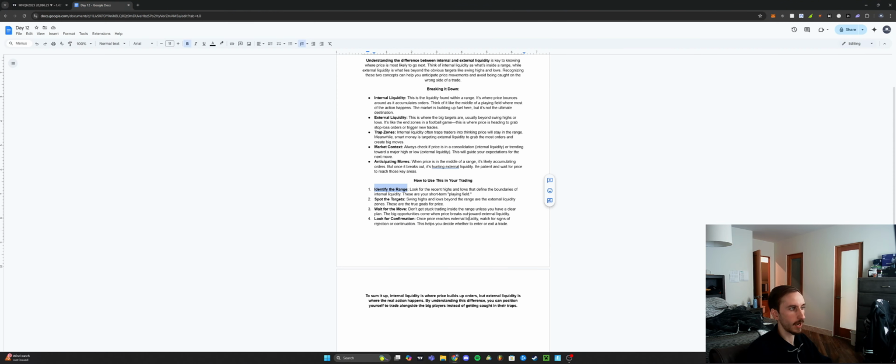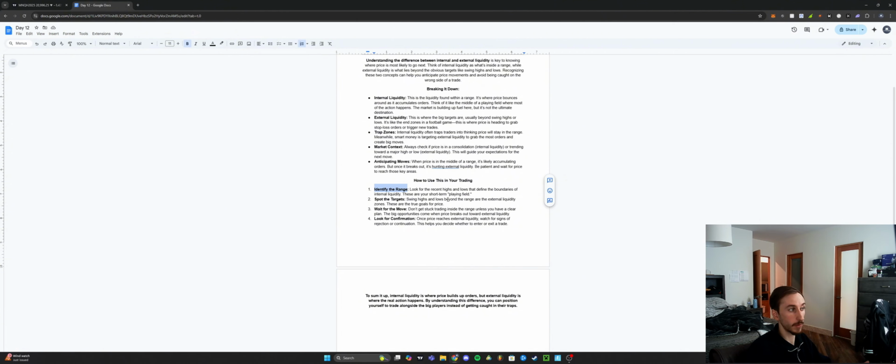Look for those recent highs and lows, the swing highs and swing lows. You have to look for those prominent swing highs and swing lows. Those define the boundaries of the internal liquidity, and these are your short-term playing field areas. So look at the targets. Where are you looking? Where are you anticipating price to go?